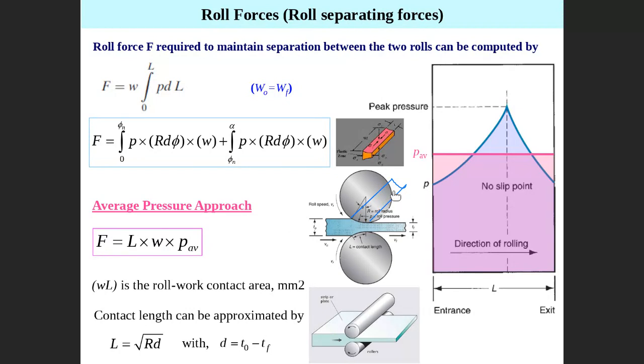Then they said that, okay, this is the area in a very simple way. Average pressure multiplied by L multiplied by W. L is the contact length and W is the width of the workpiece. In this way, they said, okay, let's agree that L W p average is the force. L here is the contact length, which can be obtained as square root of R D. R is the radius of the roller, and D is the draft. D is the draft, which is equal to t o minus t f. Okay, so this is the equation.